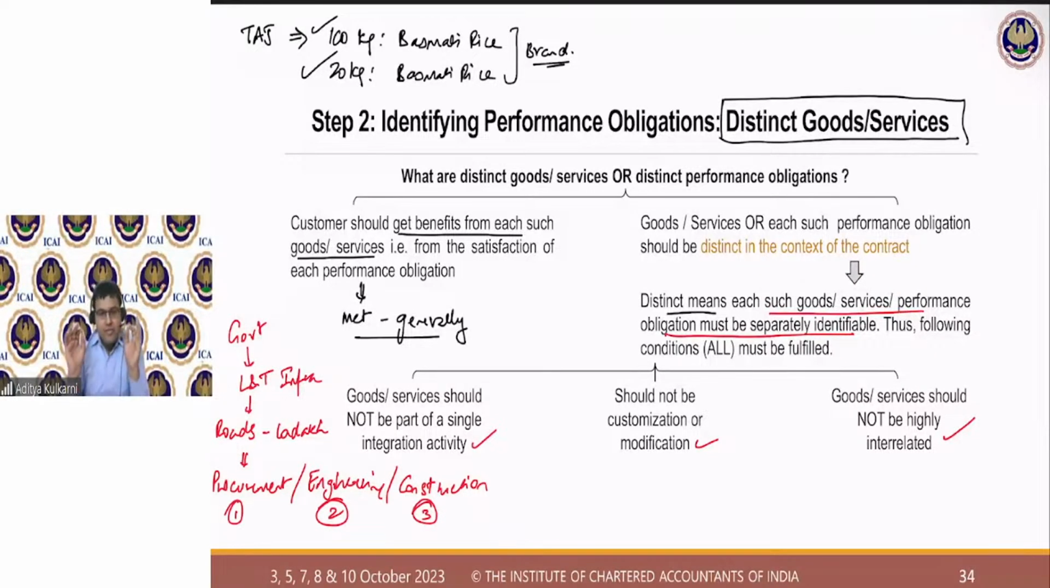It is a single road construction contract. There is nothing beyond this. Okay.